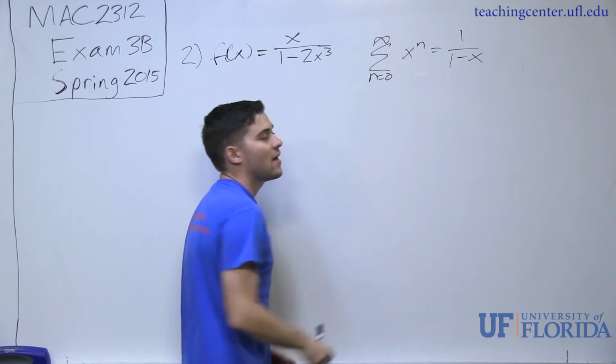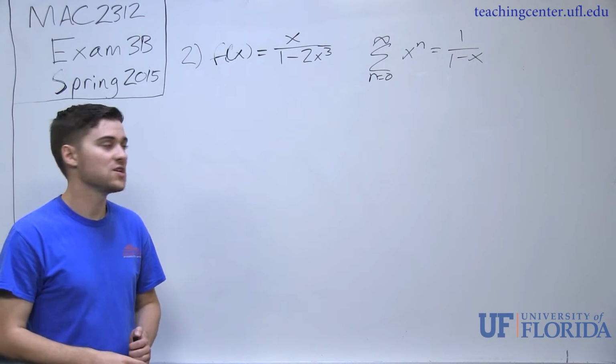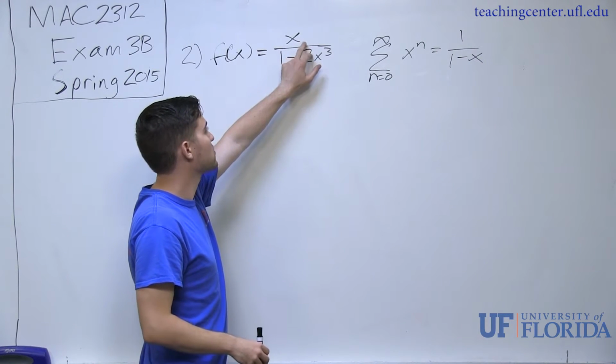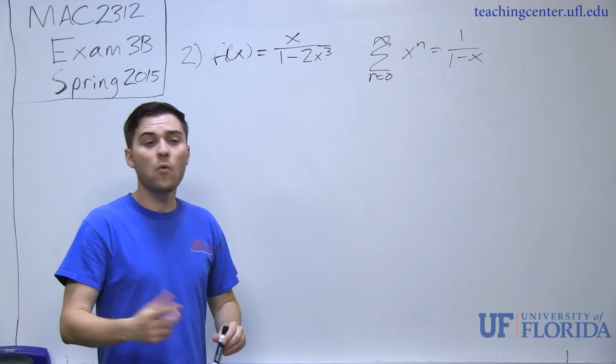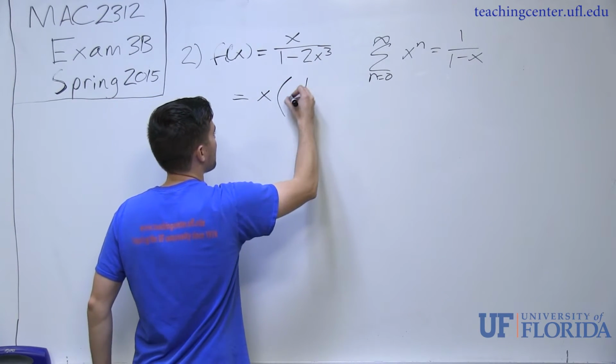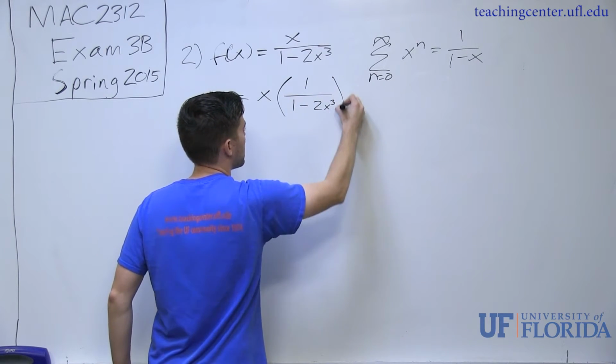So we know that if we can get our function in that kind of form, we can find a power series associated with it. In this case, we're pretty close actually. The only thing that's setting us off a little bit is this x term up here. But I'm just going to pull that x out in the meantime, and I end up with 1 over 1 minus 2x cubed.